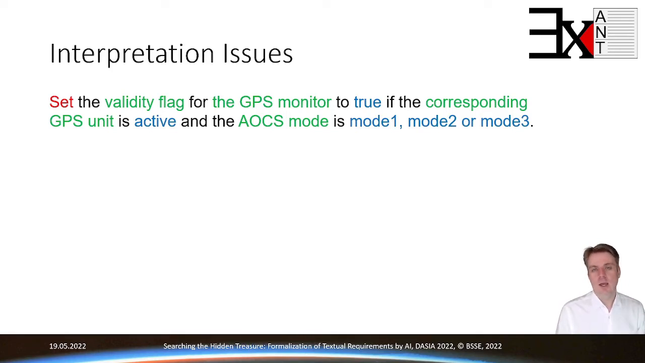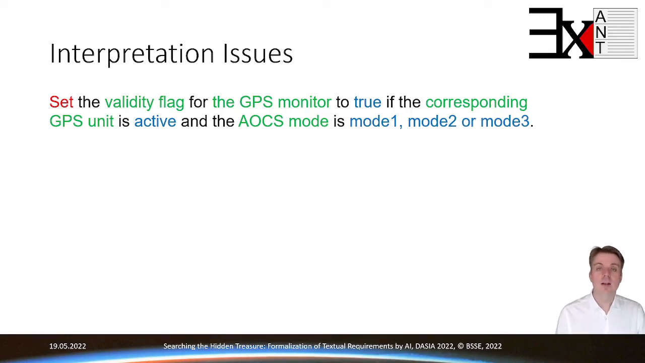Let's again look at this requirement. It's a different requirement this time, and it's also not necessarily one of the best expressed requirements. But let's look at it. It says, set the validity flag for the GPS monitor to true if the corresponding GPS unit is active and the AOCS mode is mode 1, mode 2, or mode 3.